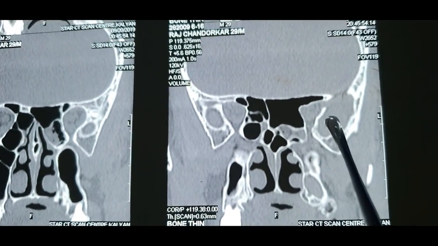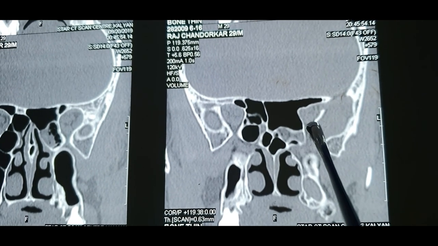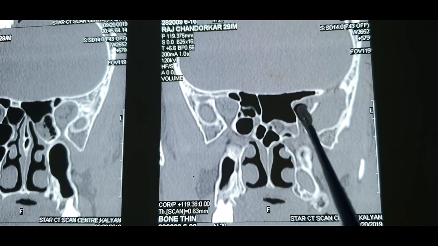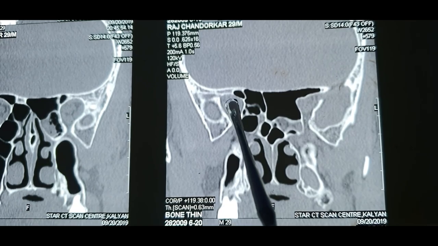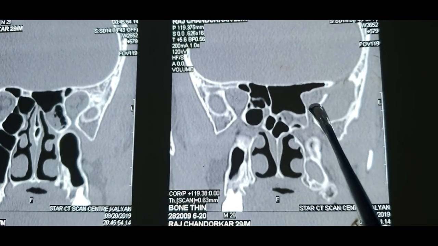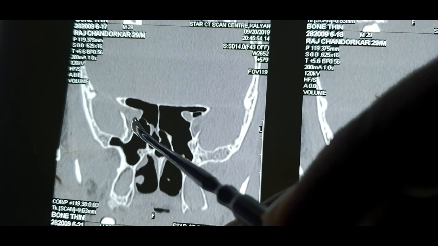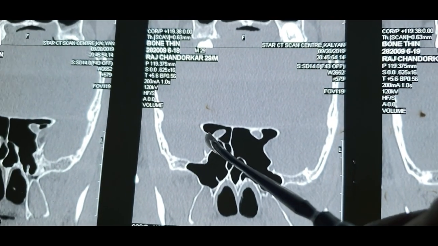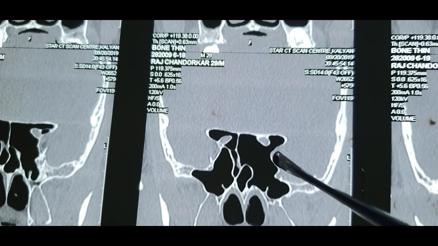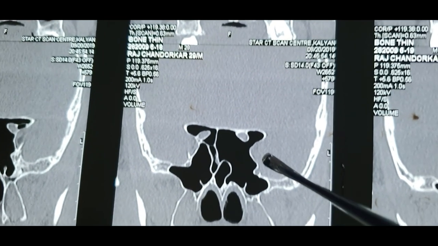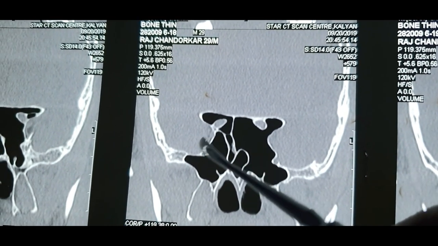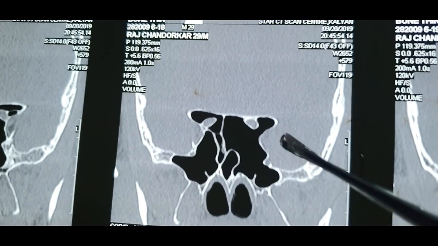See, if you follow the anatomy, follow the concepts, everything is easy for you. This is the orbital apex. This is the area of the cavernous sinus. If I keep on going posteriorly, what is this? This is the cavernous sinus. If I do an MRI and compare this area on the MRI, this will be the cavernous sinus.